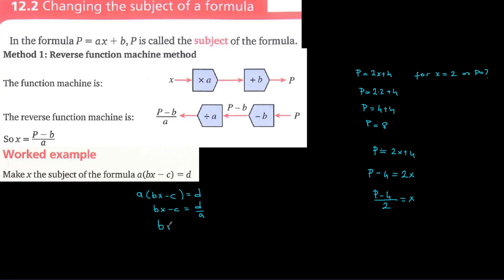So bx is going to be equal to d over a plus c. And this is the last part: x is going to be equal to d over a plus c, all divided by b. This is the answer of the question. A bit more difficult than the previous one, but we are going to continue with easy exercises here and solve the questions.